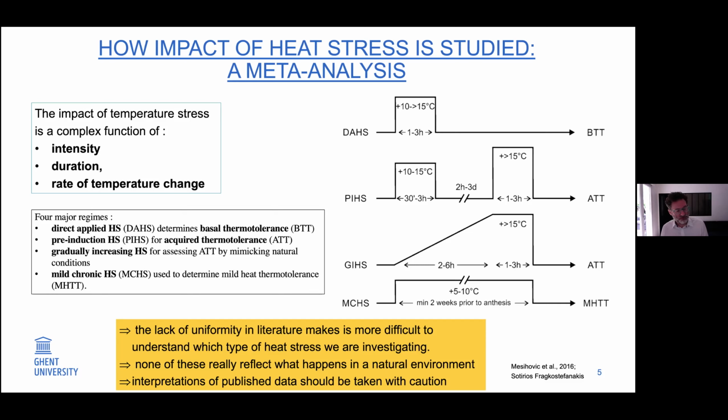And then a more recent development is to look at mild chronic heat stress, and that will determine the mild thermotolerance. For example, recent evidence shows that plants can grow longer hypocotyls when temperature rises a few degrees, and that this is connected with an increase in production of auxin. Because of the lack of uniformity of methods that are applied, we need to be very careful when we compare the different results. It can often be a bit confusing when we look at the different responses that have been reported.